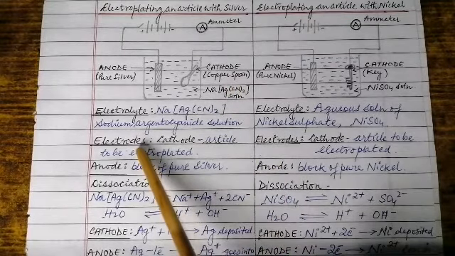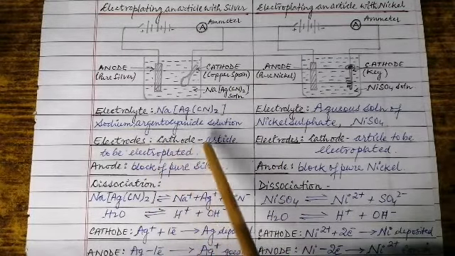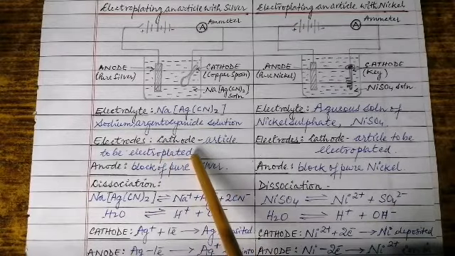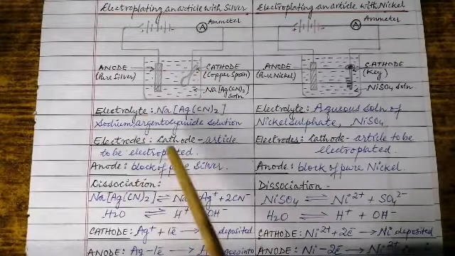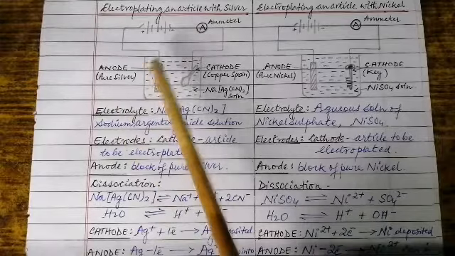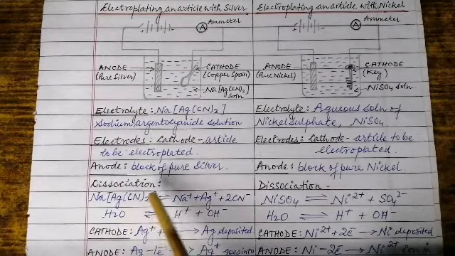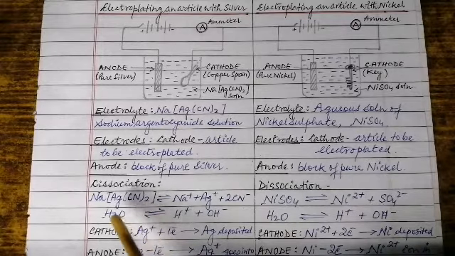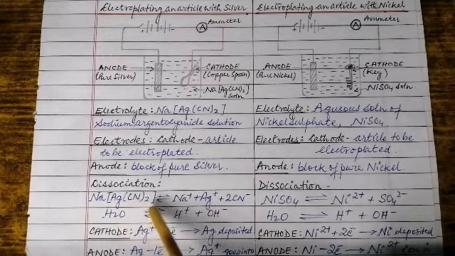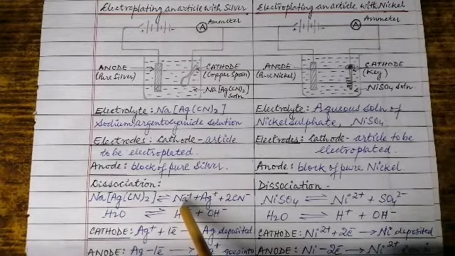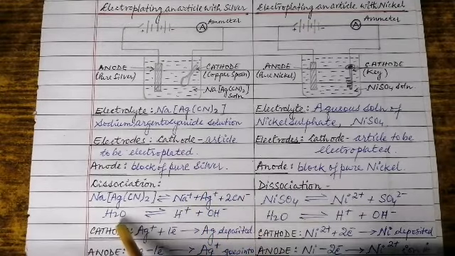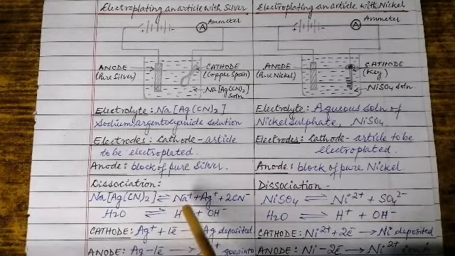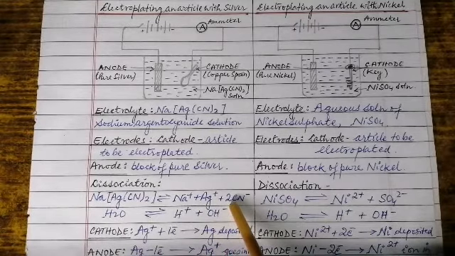Now, electrodes. Cathode will be the article to be electroplated. That means in this case it is the spoon. Anode will be a pure block of silver. Now let us take a look at the dissociation. That means the reaction taking place when you pass electric current through the electrolyte. Sodium argentocyanide solution dissociates into sodium ions, silver ions and cyanide ions. Water will decompose into H positive ions and OH negative ions.